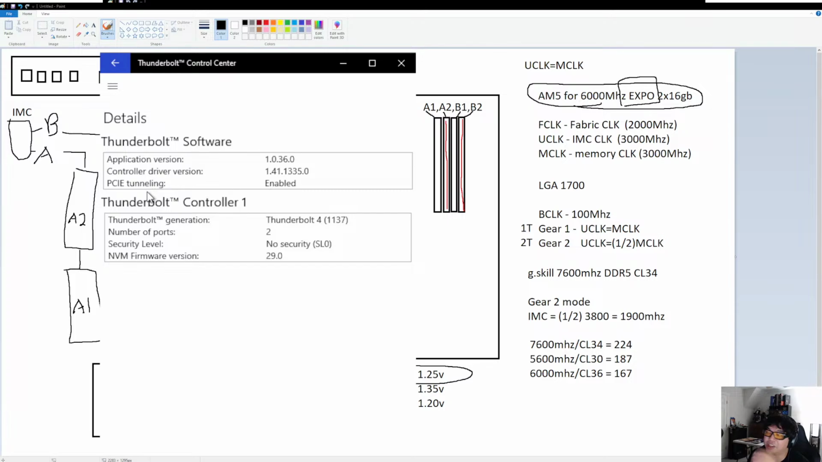This tells me that I can do PCIe tunneling on an AMD motherboard for Thunderbolt 4. So you can see Thunderbolt 4, number of ports 2. I have the security turned off because I don't need it. The firmware version. So there you go. Full Thunderbolt on AMD. And it works totally fine, no issues. The 4090 should fit in here just fine, though.